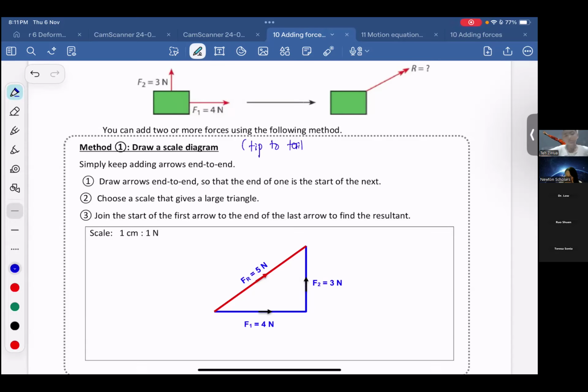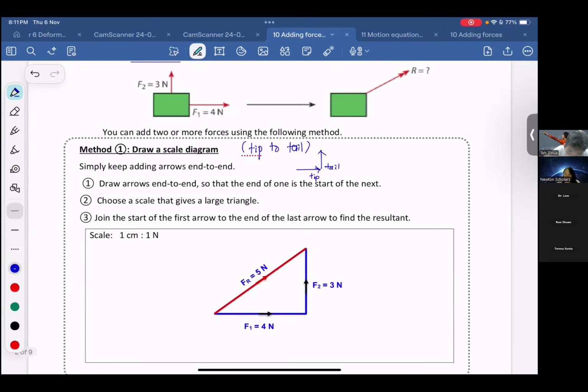Tip to tail. So here the tip continues to the tail. This is tip, this is the tail. Tip to tail, or I say one force, then continue by another force. So from here we understand how we arrange the force for these two 90-degree forces. Then after that, we choose the scale that we want in order to give you a big triangle.